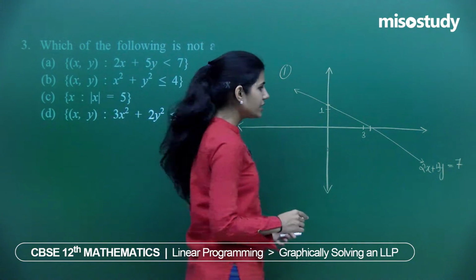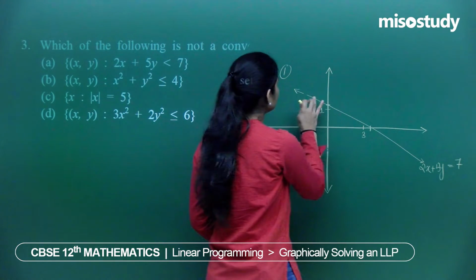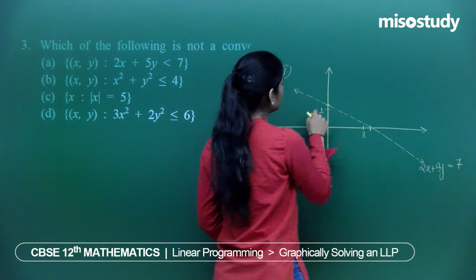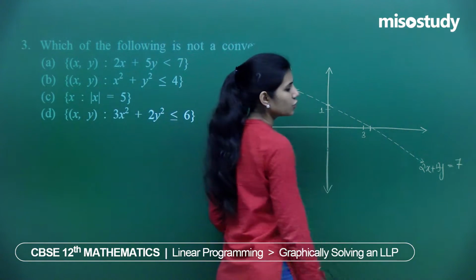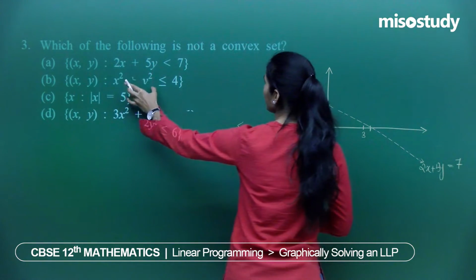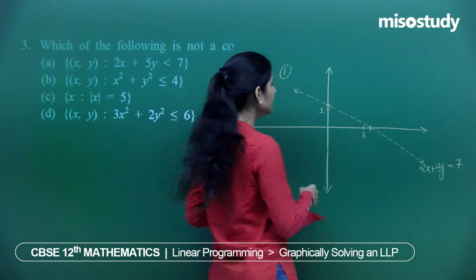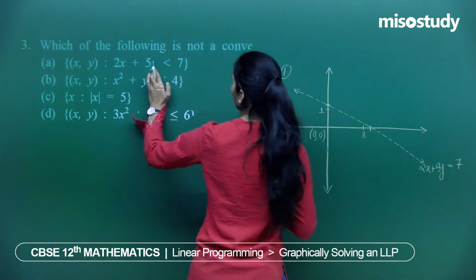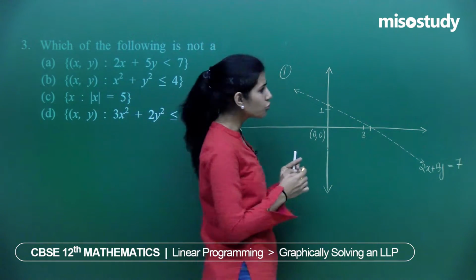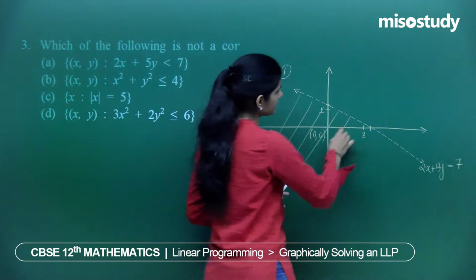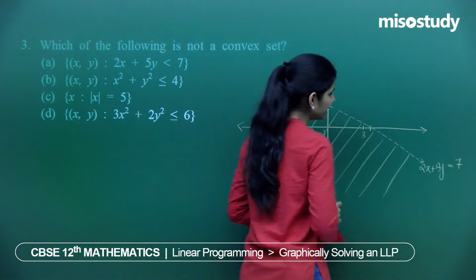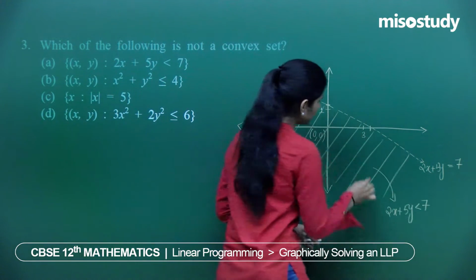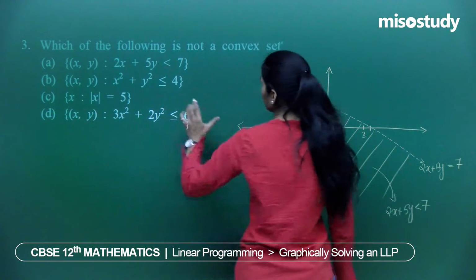Because I am not interested in the points which satisfy 2x plus 5y equal to 7, this line will be drawn as a dotted line. Is it clear? Now I want all those x comma y for which 2x plus 5y is strictly less than 7. Take any point not lying on this line, suppose the origin, x equals 0, y equals 0: 0 plus 0 is less than 7, this is true, and therefore the region represented by the inequality is this region.